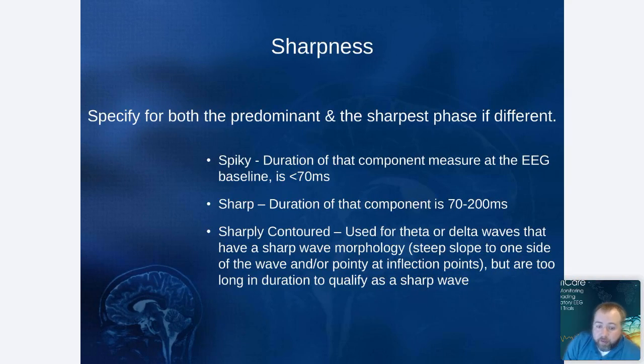All right, for sharpness, specify for both the predominant and the sharpest phase if it's different. So we're going to add in here sharply contoured. This is going to be used for theta or delta waves that have a sharp wave morphology, so a steep slope on one side of the wave and pointy at its inflection points, but are too long in duration to actually count as a sharp wave. This would be labeled as sharply contoured.